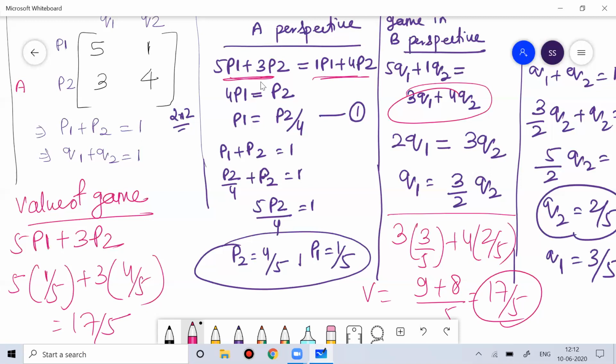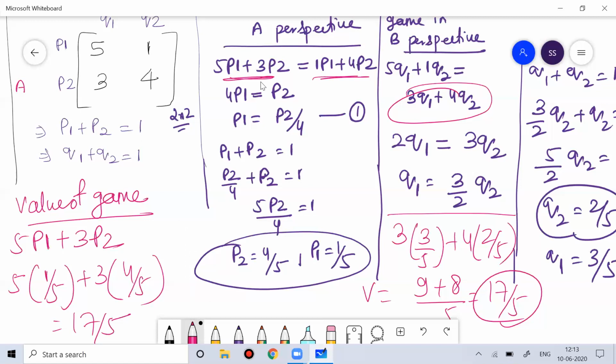Is this clear, everyone? Anyone have a doubt? Anyone, any doubt? Everyone understood this?